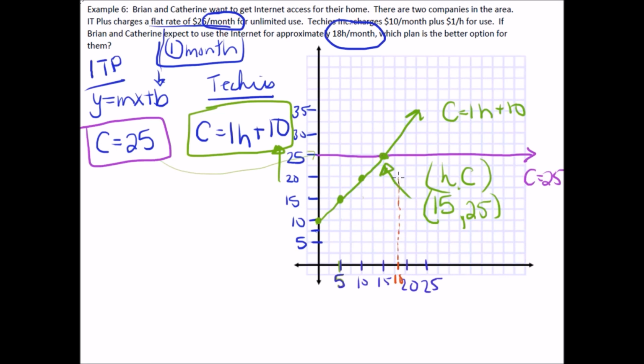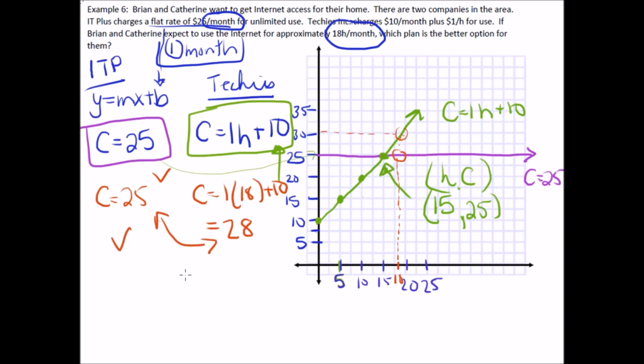Which one's lower at 18? Well, we meet this purple line before we would meet that green line. So the purple is going to be $25, but the green would be approximately 30. So for 18 hours a month, it's going to be cheaper to go with IT Plus. Another way that we can test this is C equals 25, and then we just plug in the 18, and we can see that IT Plus is the way to go.